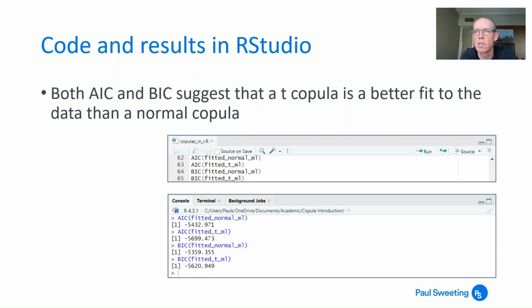That suggests you've got fairly non-normal joint tails in that copula. And it shows that using a T copula rather than a normal copula for this data is a significantly better fit. The penalty that you incur from having that extra variable, the degrees of freedom, is more than offset by the improvement in the fit that you have.